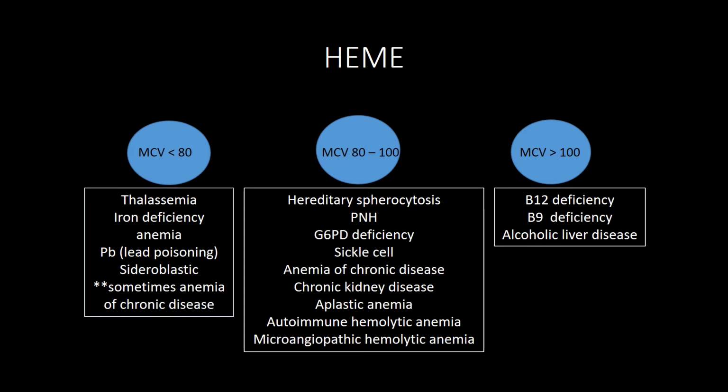Lastly, if it's less than 80 MCVs, you're going to start to see those microcytic anemias. Of note, that's the thalassemia, iron deficiency, lead poisoning, sideroblastic, and sometimes you're going to see anemia of chronic disease.